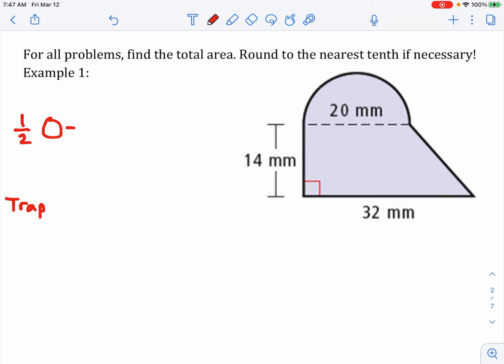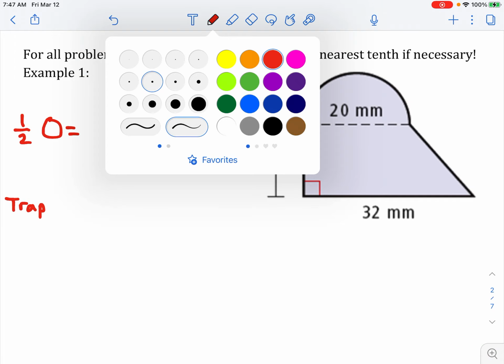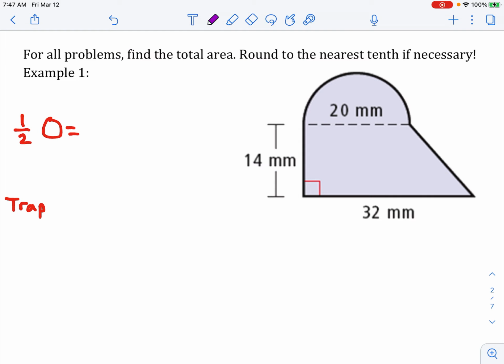So I can find the area of the circle up top. Remember, the area formula on our formula sheet says pi r squared for a circle. We need to know the radius. If that whole thing was 20, then in this question, r is 10. So I'm going to do pi times 10 squared. But here's the problem. That's half a circle. So I'm going to have to take my area of a circle and divide it by 2. When I do that, I get 157.1.